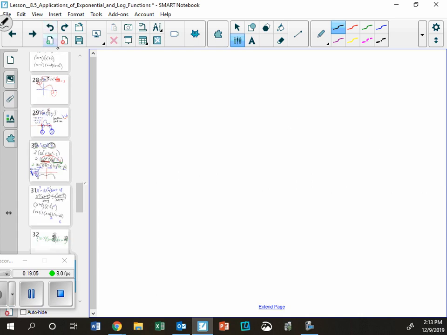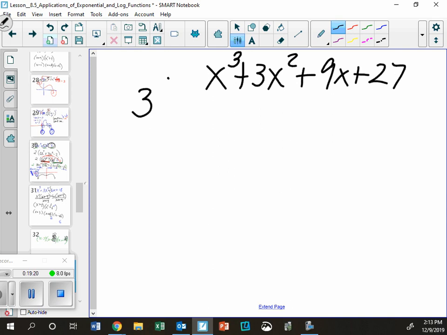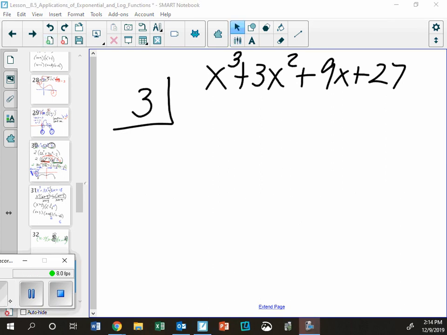All right, so how about this one? Let's do synthetic. X to the third plus 3x squared plus 9x plus 27. Let's do synthetic on this puppy to see if you remember how to do synthetic. I'm pausing for a second. Let me give this a try.